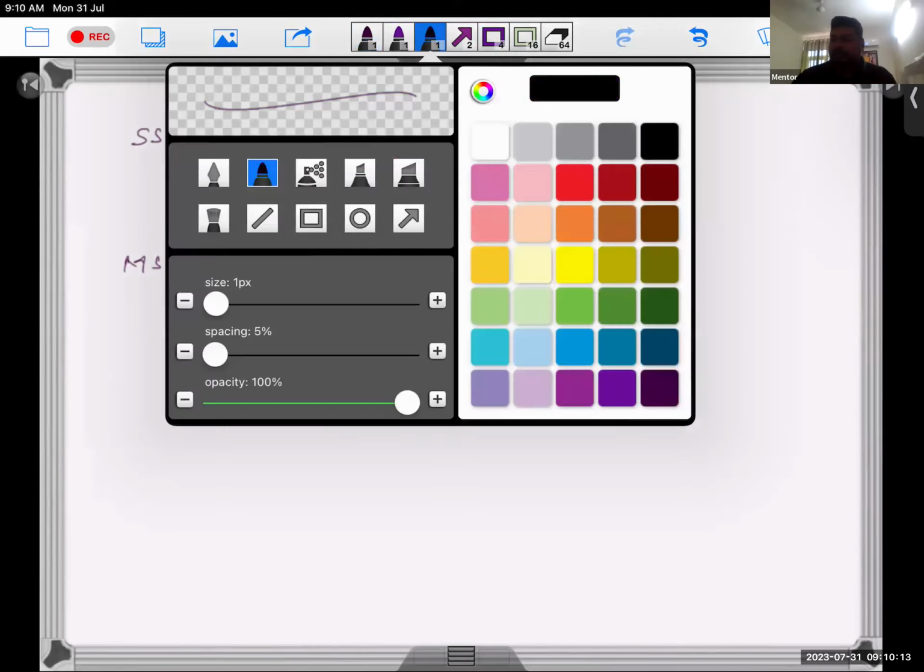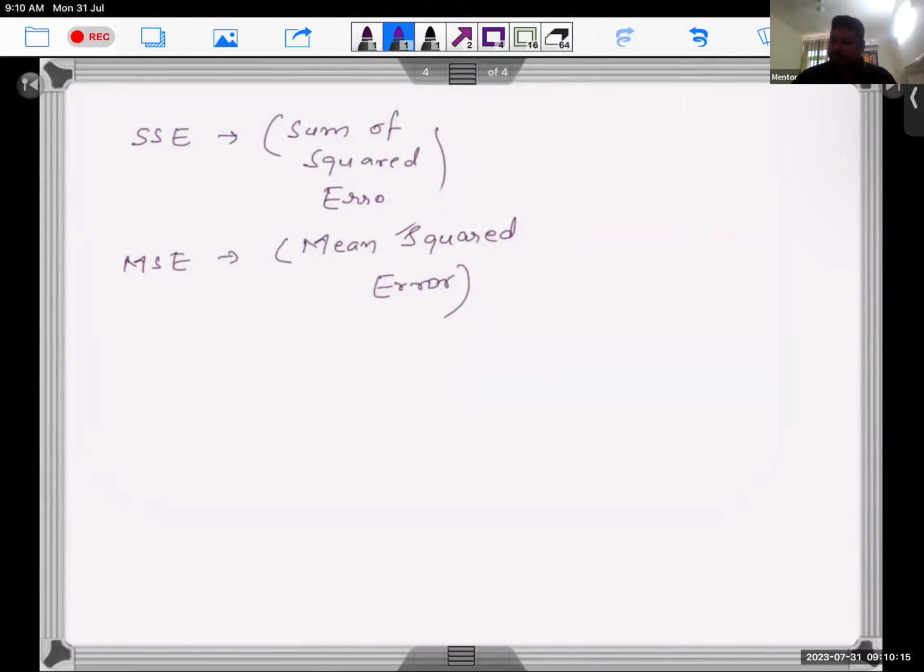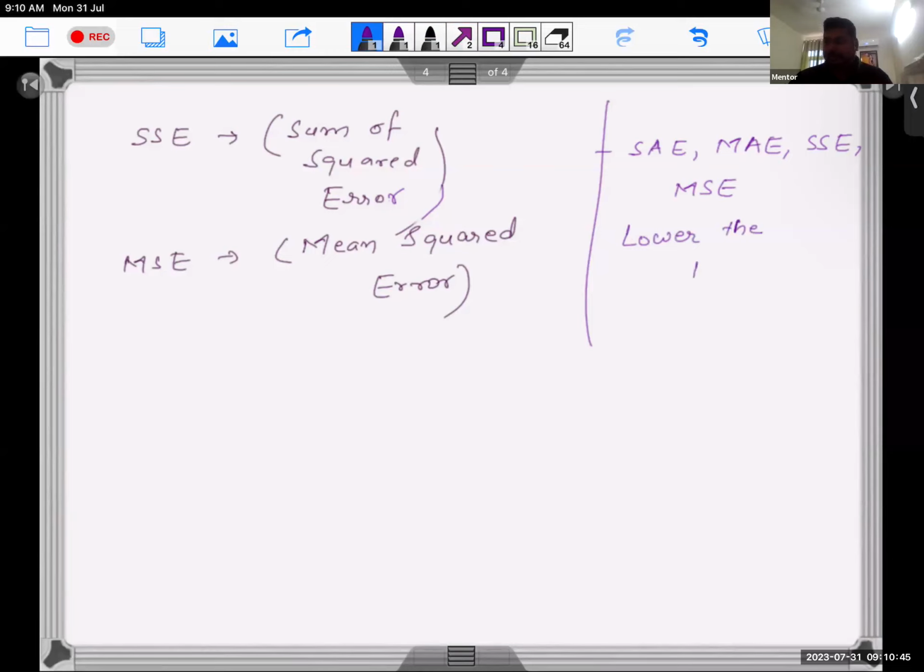I have a question here, and the question is this. If you look at all these metrics, what would you say? Lower the better or higher the better? All these metrics that we have seen, sum of absolute errors, mean absolute error, sum of squared errors, mean squared error, are they lower the better or higher the better? Lower the better, right? Because you are measuring the error, measuring the mistake. Okay, keep this in mind.